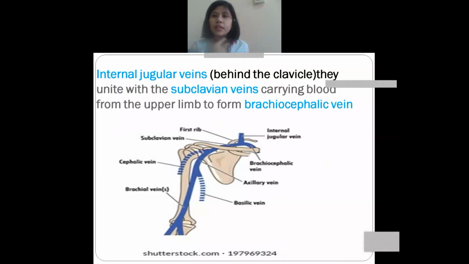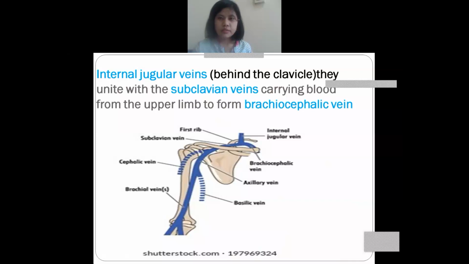And what do these internal jugular veins do? They will unite together with the subclavian veins. Understand? This is the subclavian veins. The internal and the subclavian veins will come together and carry venous blood, the deoxygenated blood from the upper limb, to form the brachiocephalic vein.